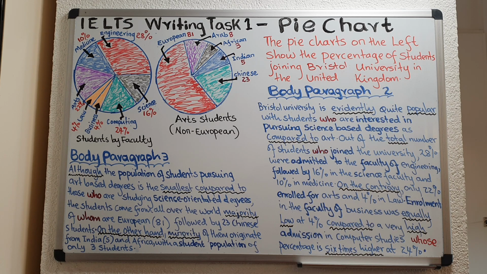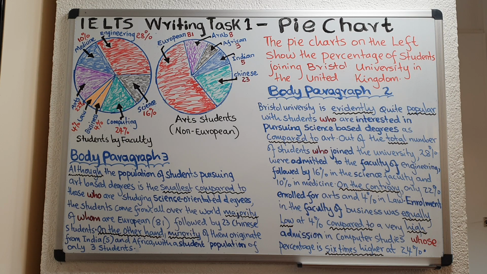When you compare that with the total number of students who joined the university to study science-based subjects, you can see very clearly, as I said, evidently, there are more students studying science-based degrees compared to those studying arts-based degrees. So I am done with the first point. The first point was to show that science-based degrees are more popular in Bristol University compared to art-based degrees, and I have proved that with figures.